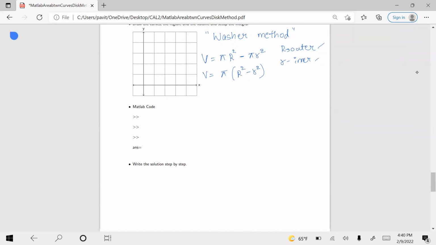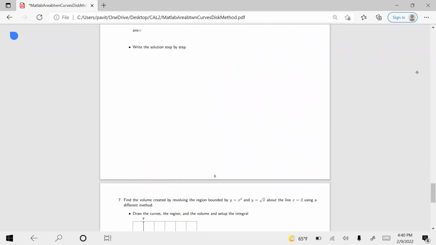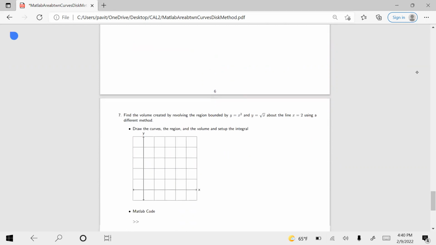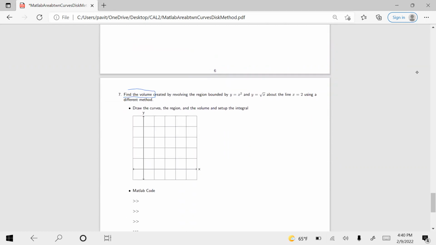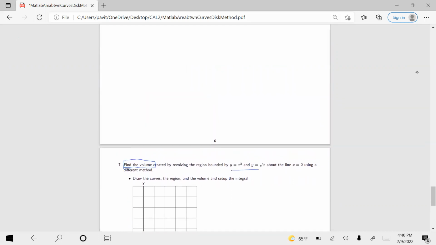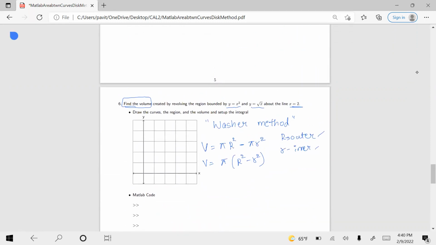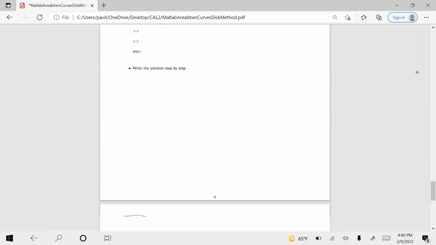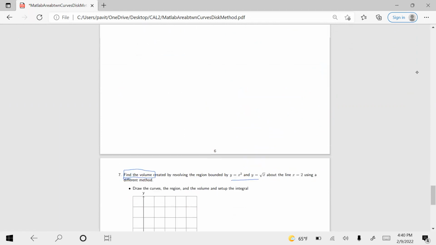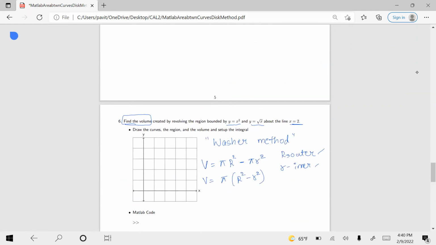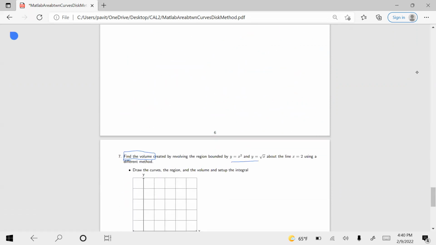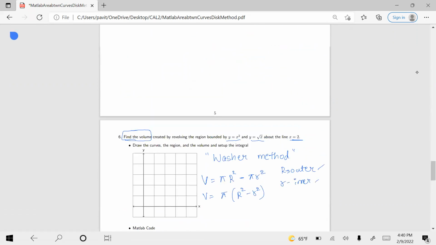Okay, now problem 7 is also finding area, right? I mean, sorry, finding the volume. Now, if you plot this, it is y equal to x square. Here you have y equal to x square, same. And here you have y equal to root x. This is also y equal to root x. And x equal to 2, x equal to 2.